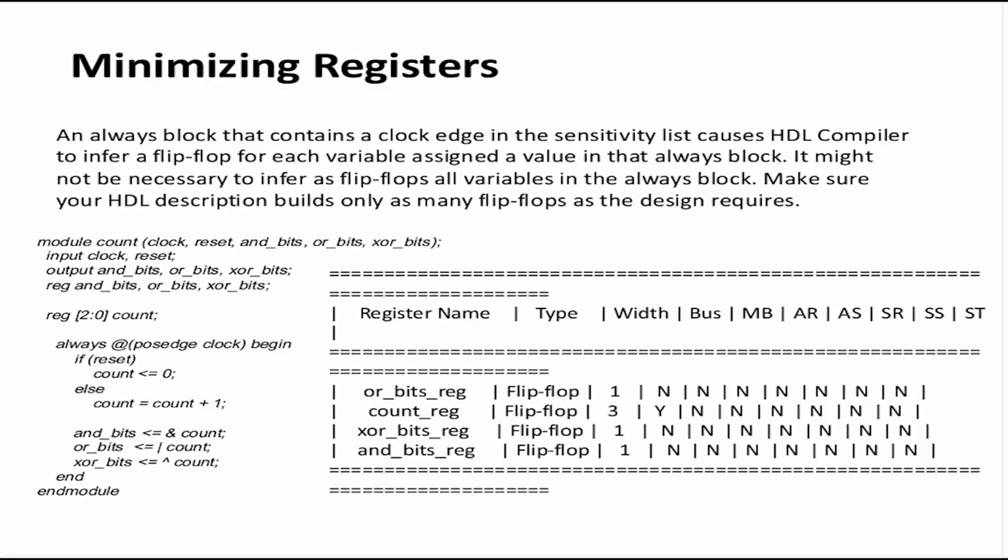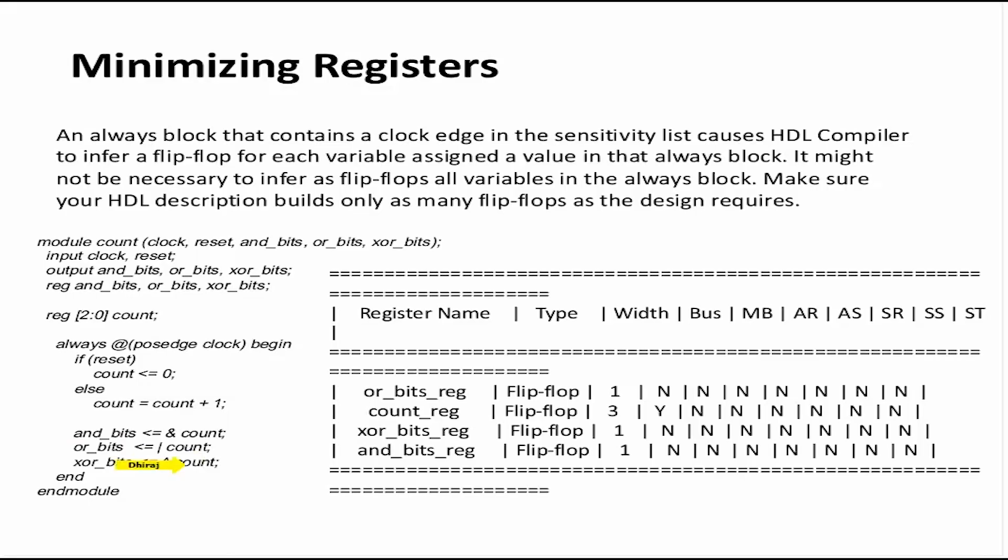Let's look at this case. In this count, you have always at posedge clock. You have a reset. Now the question: is this a synchronous reset or an asynchronous reset? Answer: it's a synchronous reset. Why? Reset is not part of the sensitivity list. Count goes to 0 if it's in reset state. If it doesn't get reset, count increments. There are 3 outputs here: AND bits, OR bits, XOR bits. AND gets the AND of all bits, OR gets the OR of all bits, XOR gets the XOR of the count.